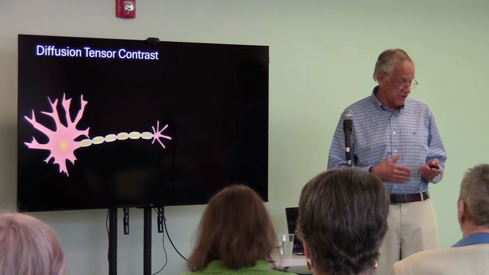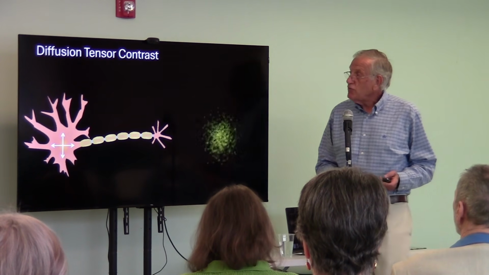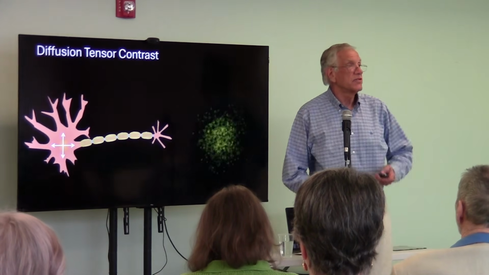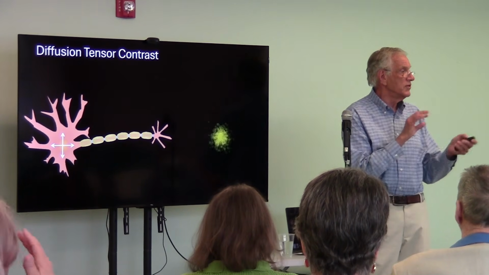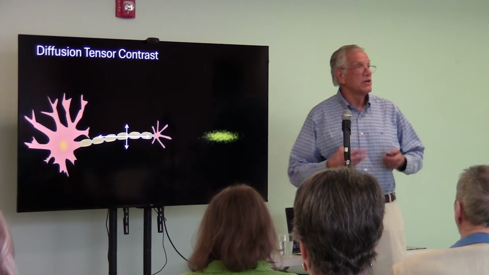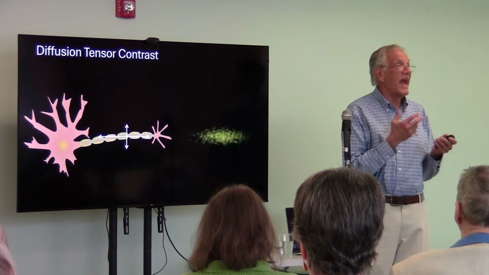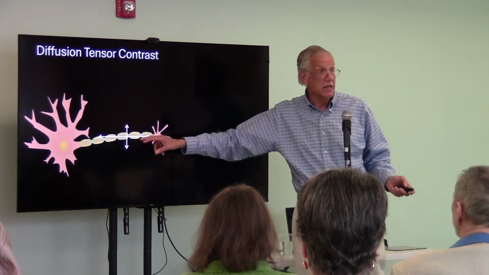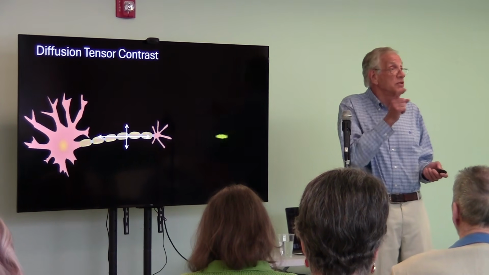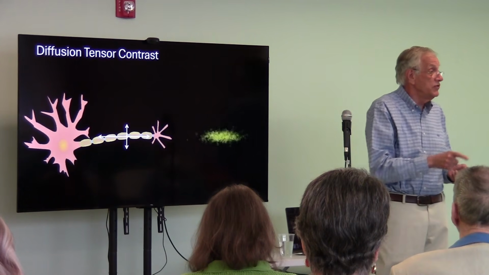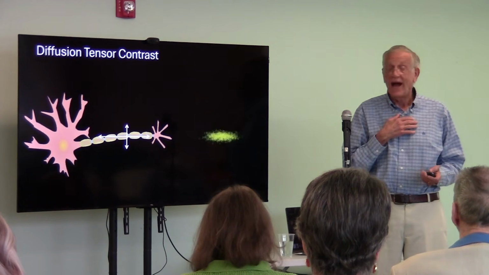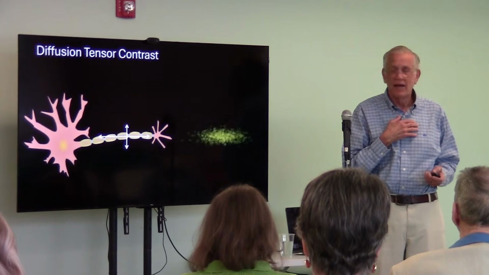The conductivity goes downhill. If you measure the diffusion here, it's wonderfully isotropic. No matter which direction you look, you get the same value of diffusion. If you measure it here, because it's constrained by the axon and the myelin, you get a different number, and you get a number that's dependent upon the direction of diffusion you're trying to measure. Everybody with me? How cool is that?